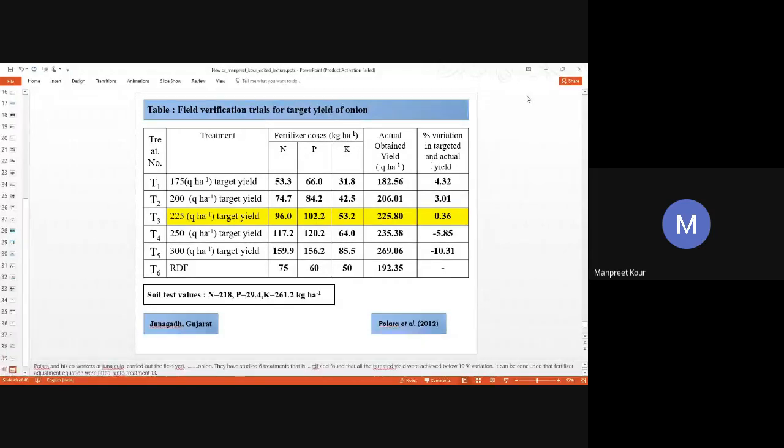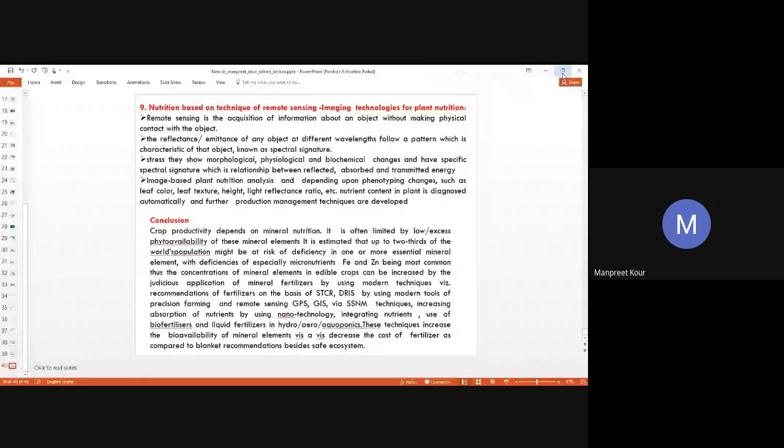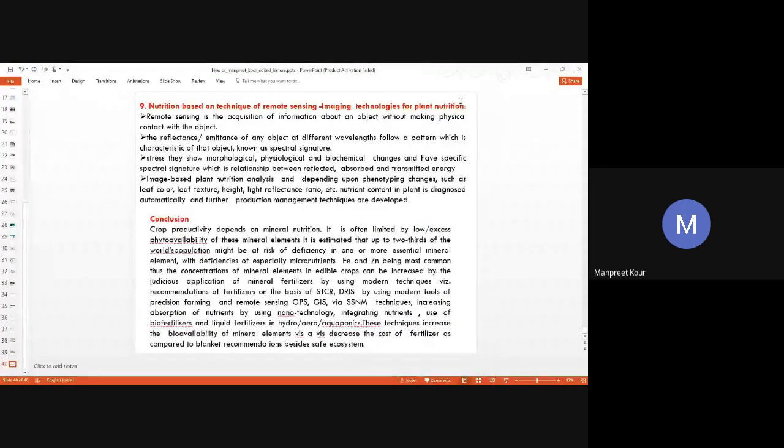This is the last technique. Next slide: nutrition based on techniques of remote sensing, imaging technologies for plant nutrition. In this, it has been seen, what is remote sensing? Remote sensing means that without touching, we are getting information about an object. What is the principle behind it?